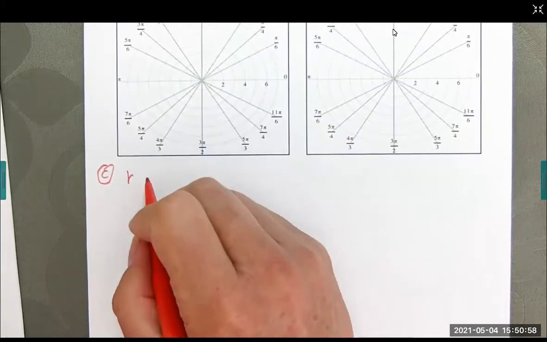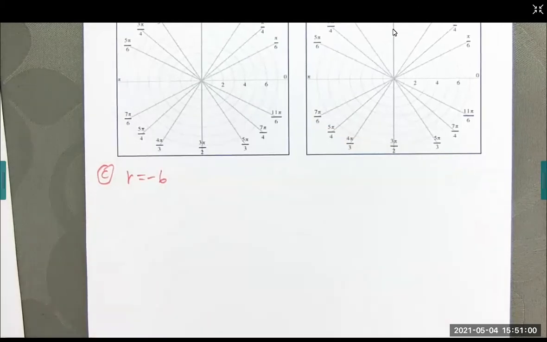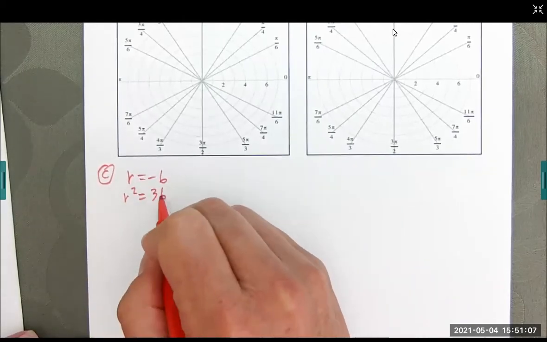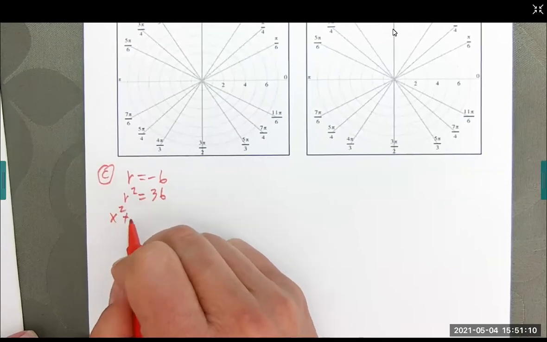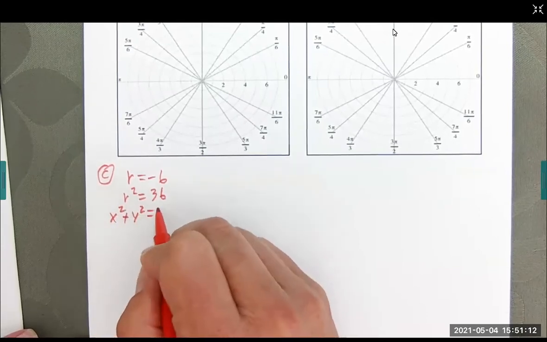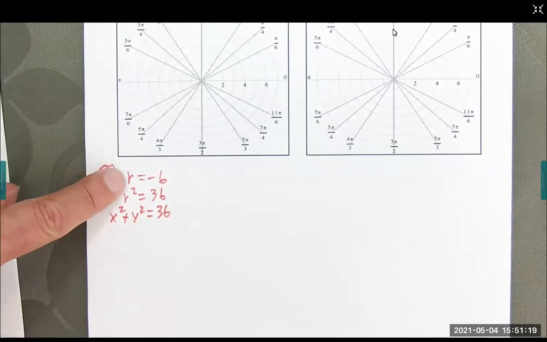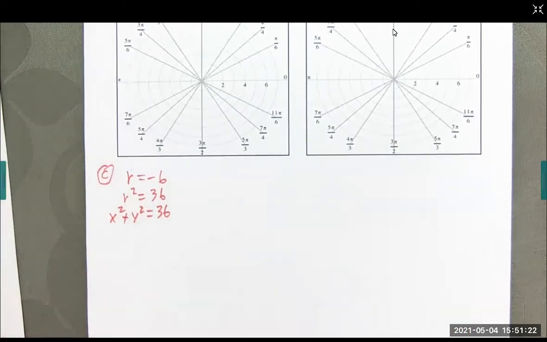Now C. R equals -6. I'm going to go ahead and square both sides. And r squared is x squared plus y squared. And here we have a circle centered at the origin with a radius of 6, which is exactly what that is. Now we lose the negative in there, but it doesn't matter when we're in rectangular coordinates. All right, that was C. Let's move on to D.